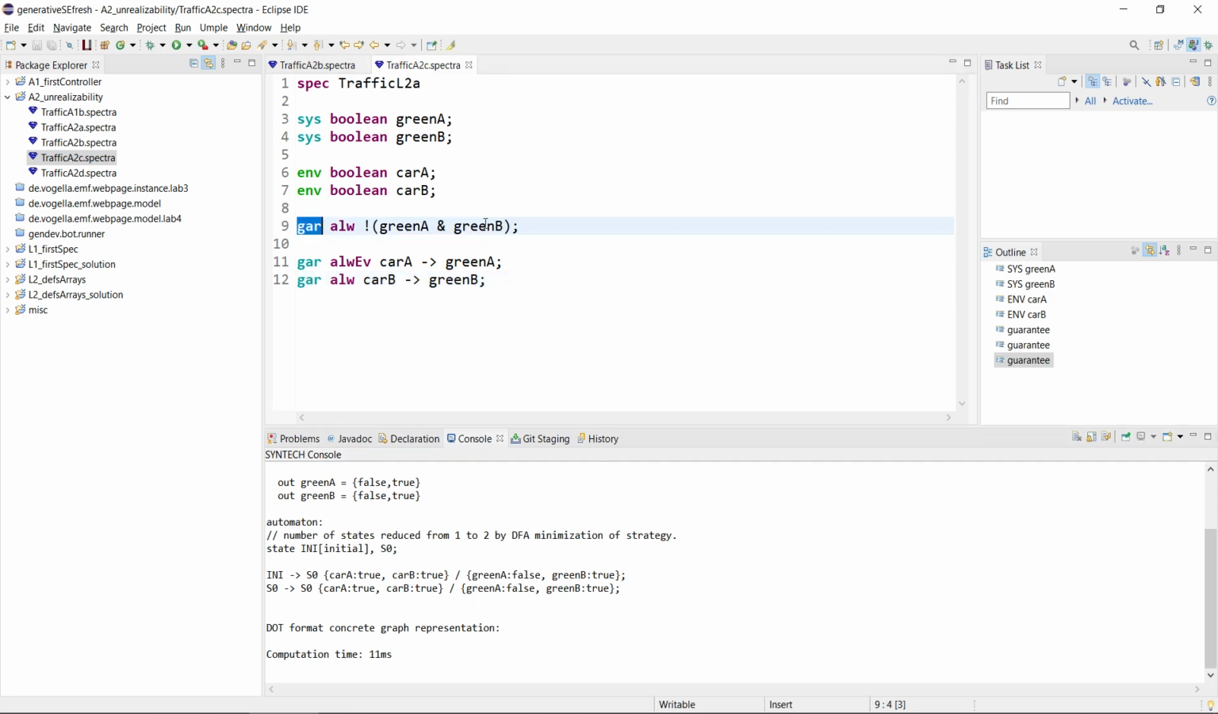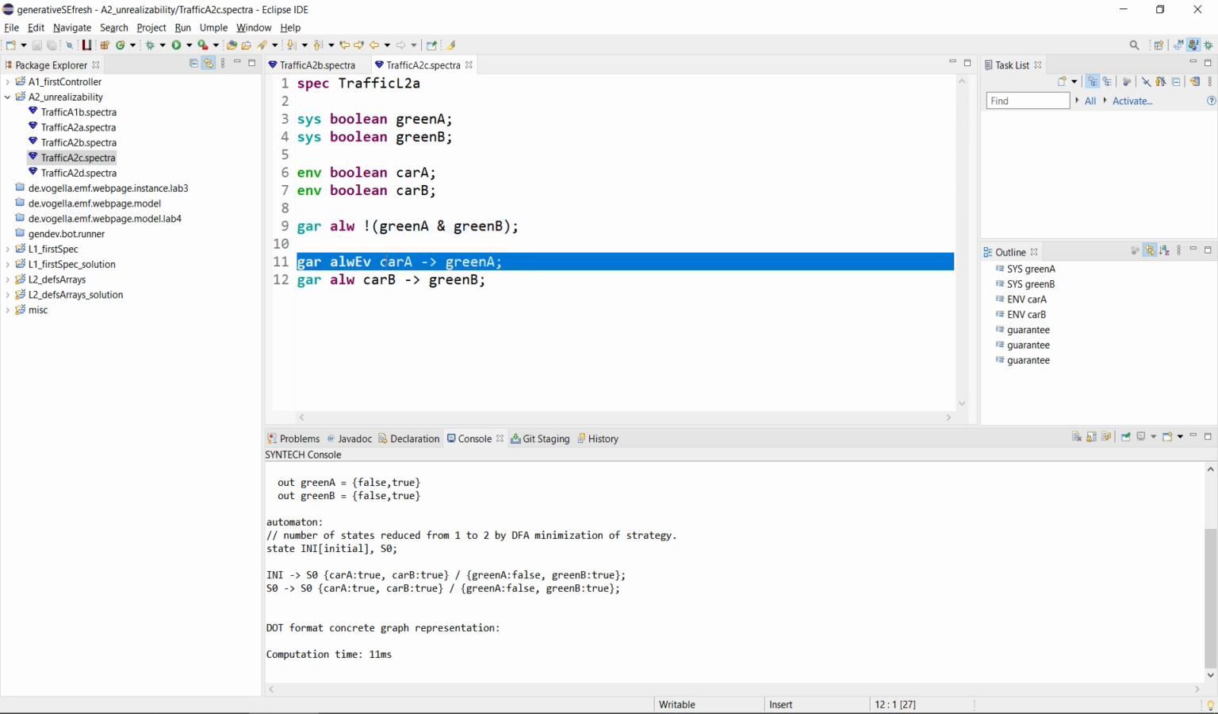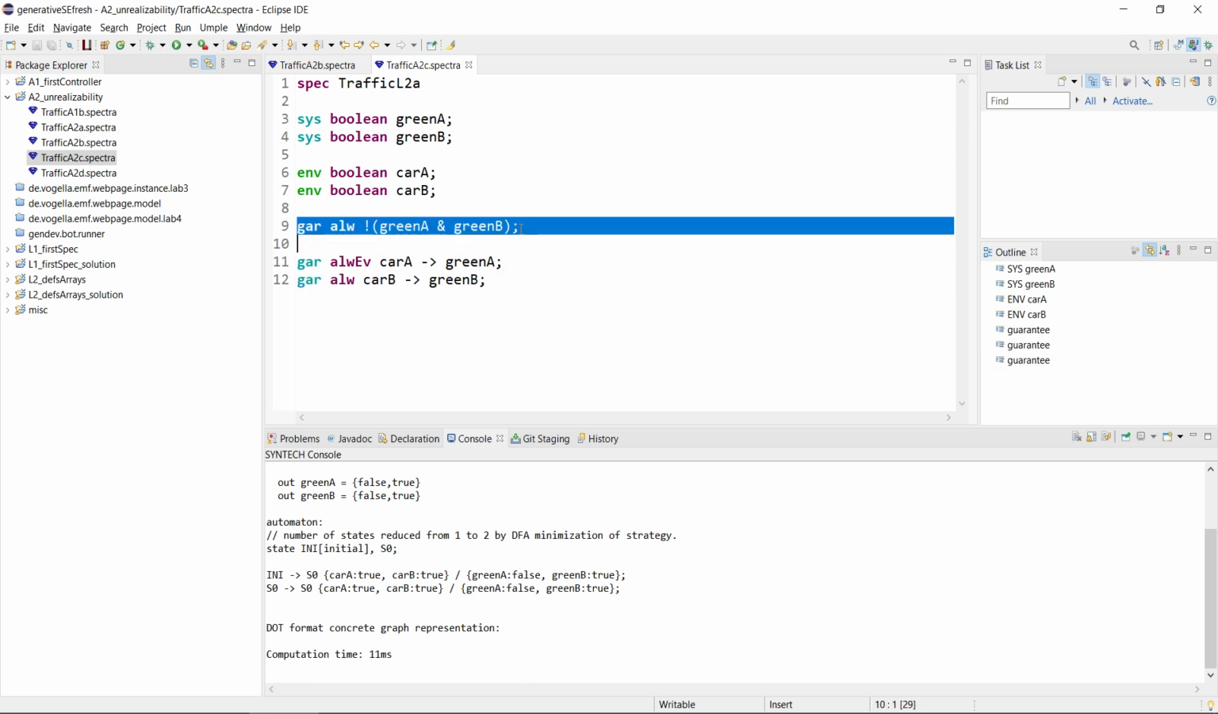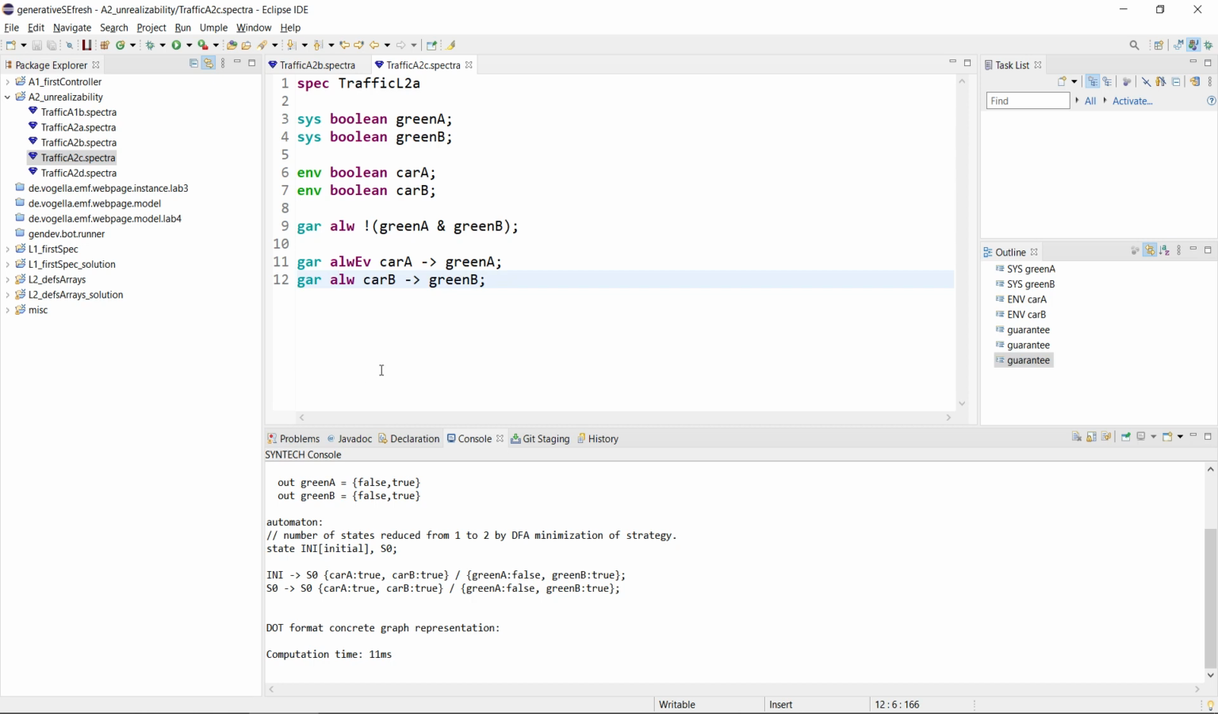and together with this, that we can't have a green light on A and B together, we are basically forced to violate either this liveness guarantee, or we are forced to violate this safety guarantee or this safety guarantee. So basically that's why the core is so big, because all of them together force us to not being able to realize the specification. If we would remove any of the guarantees, then the specification would be realizable. That is a property of the core because the core is always minimal.